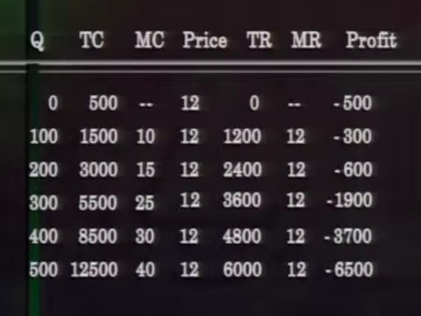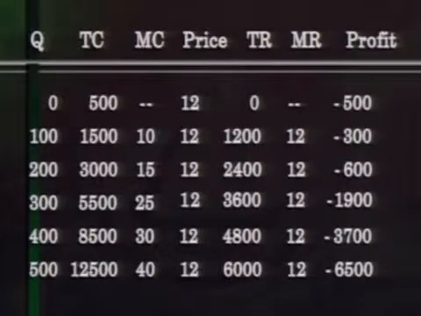In the first column, we see the quantity produced, which goes from 0 to 500. From our previous example, the next column shows us the total cost at each level of production. So column 2 goes from $500, which is our fixed cost, to $12,500 when output is 500. Again, we also see the marginal cost column, which is the change in total cost divided by the change in quantity. Of course, when quantity is 0, marginal cost isn't defined. Next, we see the price column, $12. It's constant because the firm can sell all it wants at the market price.